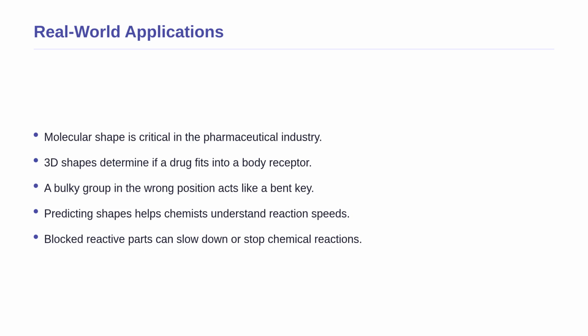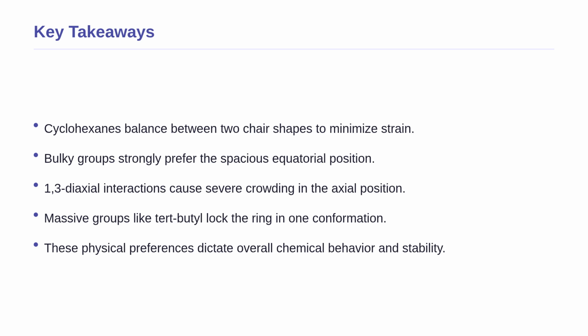You might wonder why this locking effect matters outside the classroom. Understanding these molecular shapes is absolutely critical in the pharmaceutical industry. Many life-saving drugs contain 6-membered rings, and their exact 3-dimensional shape determines whether they will fit into a receptor in your body. If a bulky group is stuck in the wrong position, the drug is like a bent key that will not open a lock. Furthermore, if a reactive part of a molecule is hidden by a bulky axial group, the chemical reaction will slow down or stop completely. Let us summarize what we have learned.